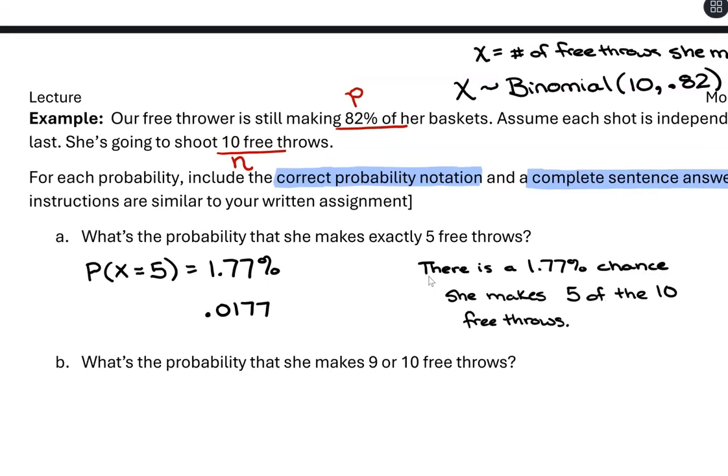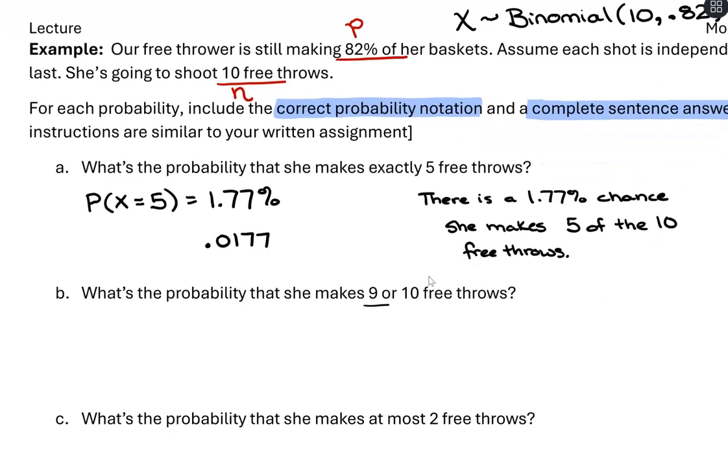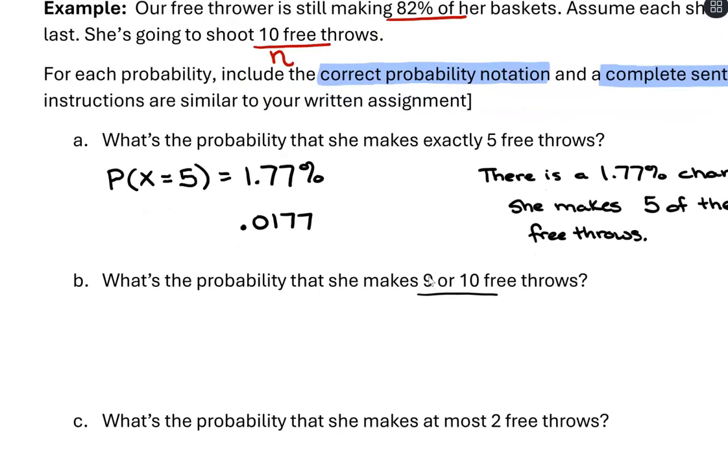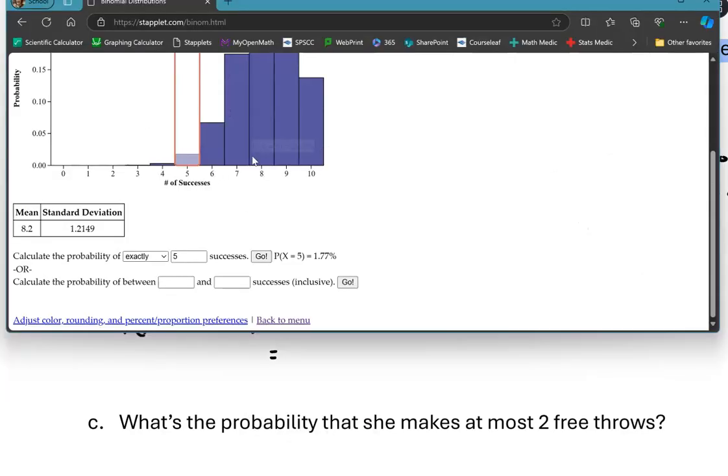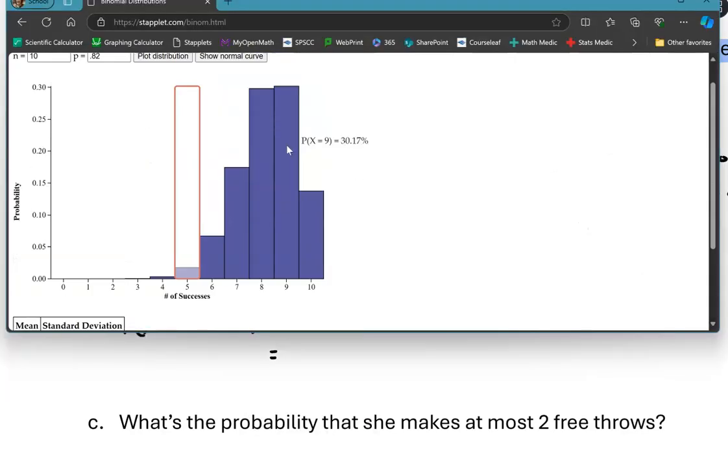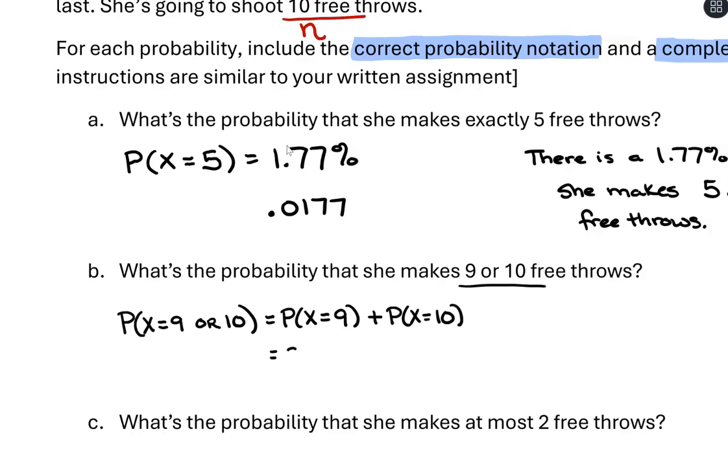Okay. What's the probability that she makes 9 or 10 free throws? So there's a few ways we could write that. Let's go with P of X equals 9 or 10. We'll just do that for our probability notation. What this is going to come down to is adding 2 probabilities together. P of X equals 9 plus P of X equals 10. And with that, we'll grab our values from Stapplet. So for 9, that's 30.17%.